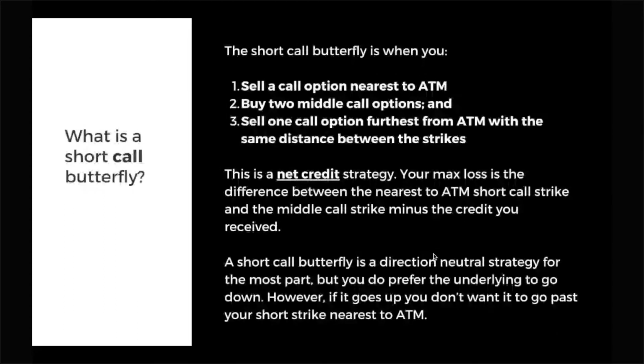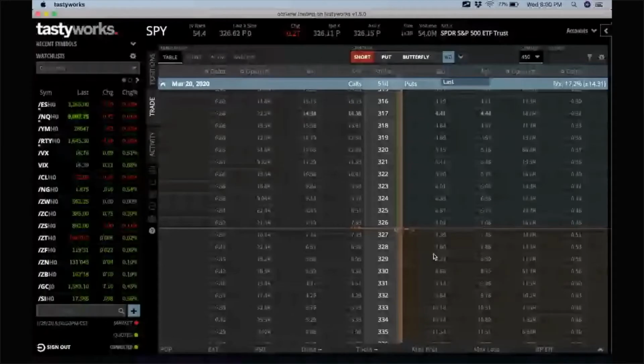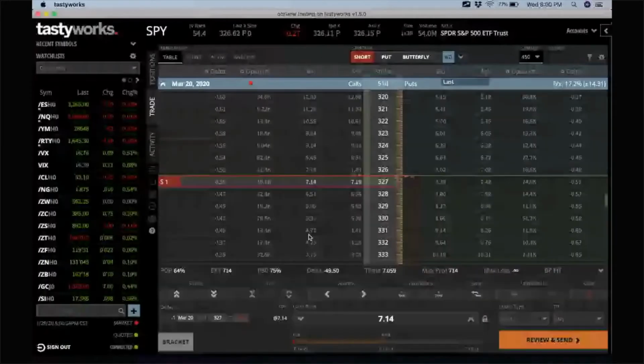Okay, your max loss is the difference between the nearest to at the money short call strike and the middle call strike minus the credit you receive. A short call butterfly is a direction neutral strategy for the most part, but you do prefer the underlying to go down. However, if it goes up, you don't want it to go past your short nearest to at the money strike.